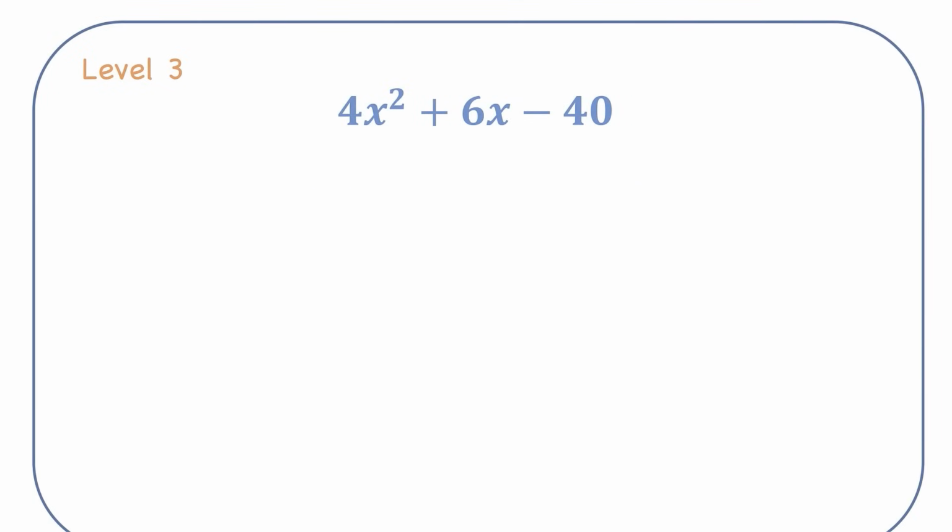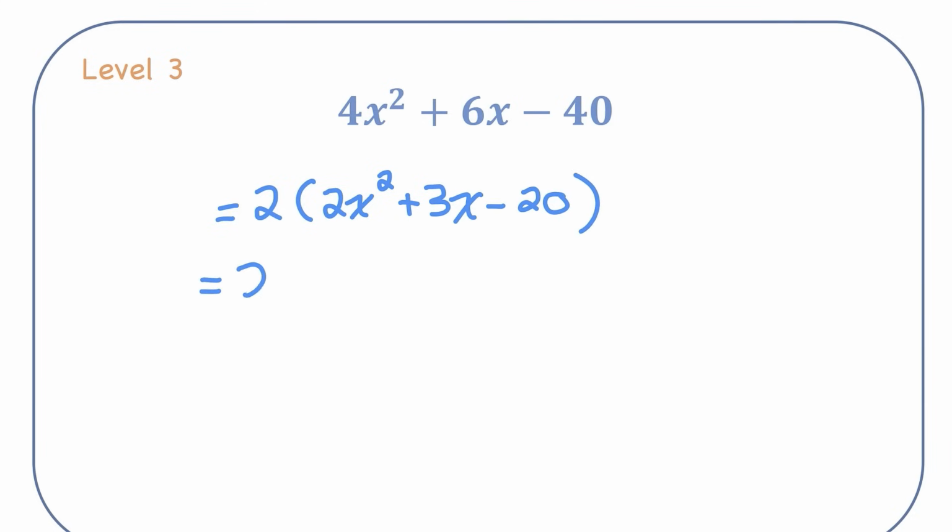Once again, I have a quadratic trinomial. I see I can actually start by common factoring out a 2 from all three terms. So I'll remove a factor of 2, and then divide all three terms by 2, which would give me 2x squared plus 3x minus 20. And now for the rest of this question, that first factor of 2 is just going to stay at the front, and I'm going to focus on this quadratic that's in brackets.